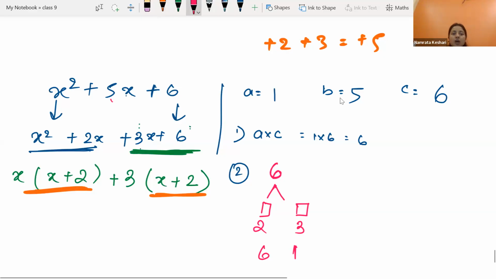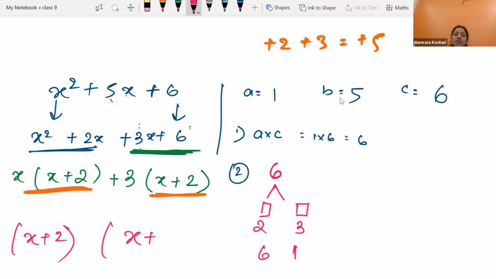Let's move. Now we can clearly see two terms we are having here. The bracket x plus 2 is common, so we will take out this and we are left with x plus 3. Are you getting it?